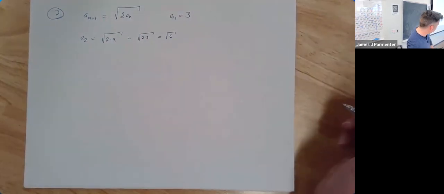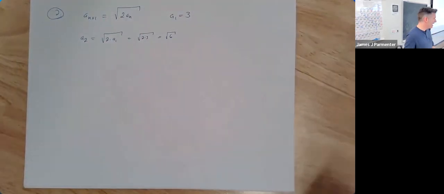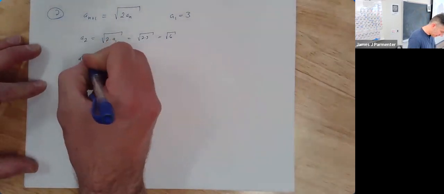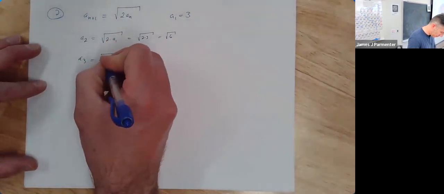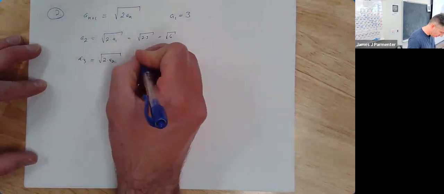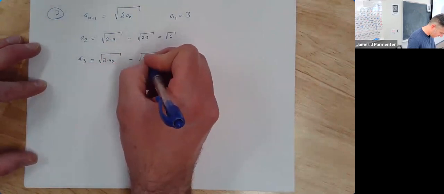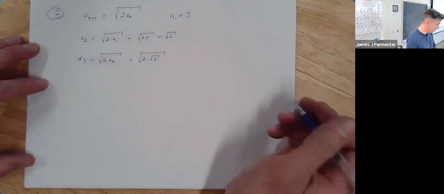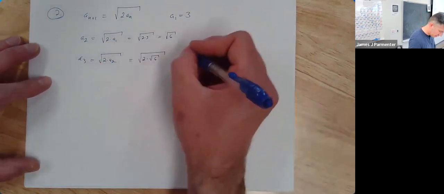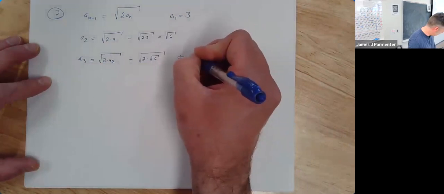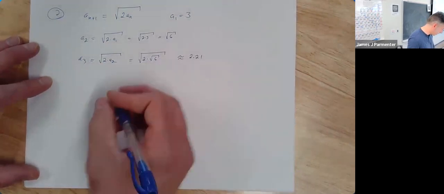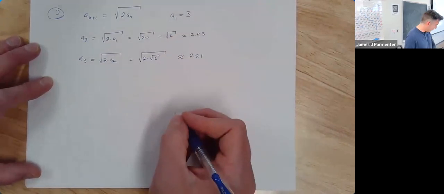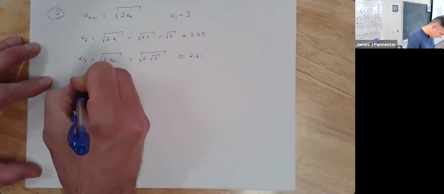Yeah, that doesn't seem so bad at first, but then the next term is a little less nice. A sub 3 is the square root of 2 times a sub 2, which is the square root of 2 times the square root of 6, which, having looked at this work before, is approximately 2.21. And the square root of 6 is approximately 2.45. Now let's find one more term.